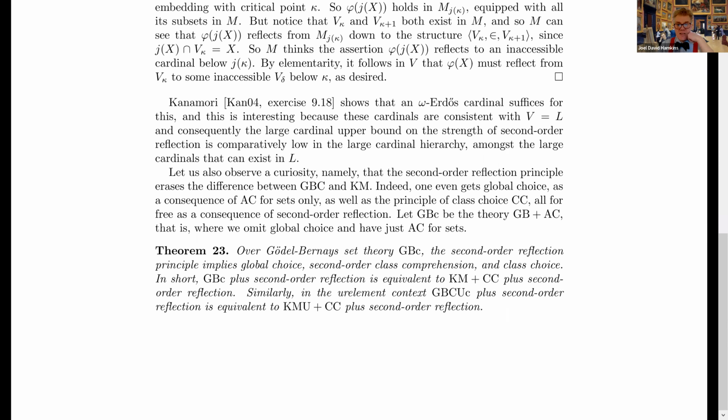Okay. So here's a kind of curiosity that I noticed. If you have a weak second order set theory, so this is GB without global choice, but just with the set version of the axiom of choice, so every set can be well ordered, then if you add second order reflection to that, you get full KM plus CC. So second order reflection erases the distinction between Gödel-Bernays and Kelly-Morse. They become equivalent, and you don't even need Gödel-Bernays with global choice, you only need it with set choice.